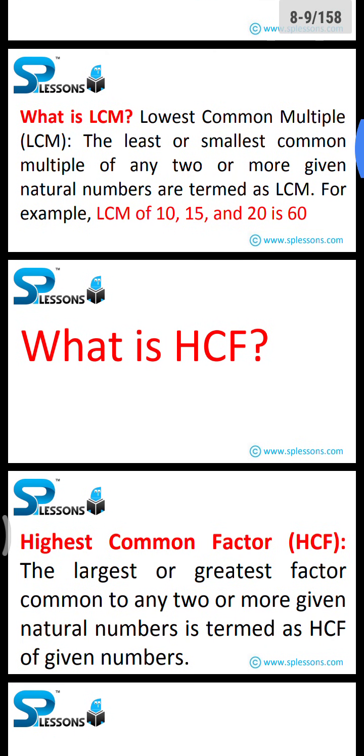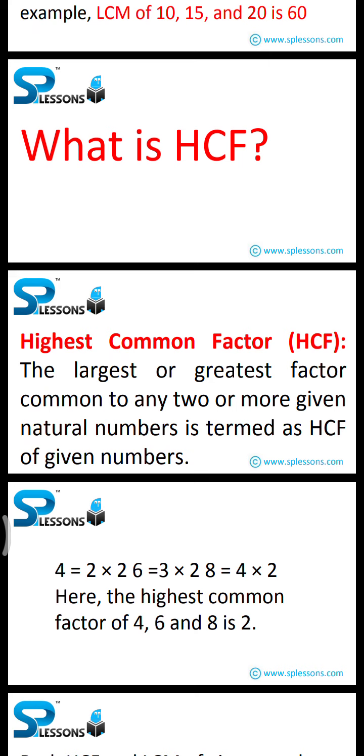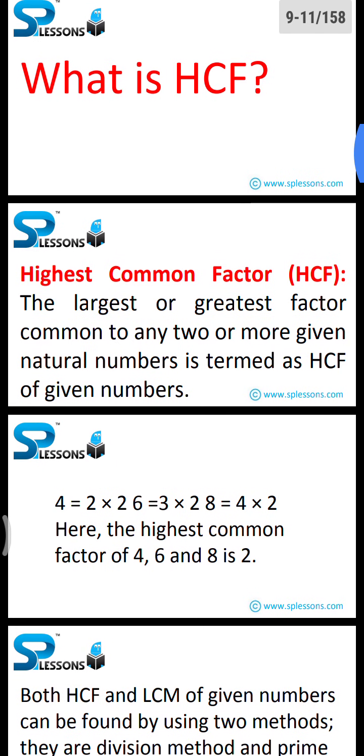What is HCF? Highest common factor, which is shortly known as HCF. The largest or greatest factor common to any two or more given natural numbers is termed as the HCF of the given numbers. For example, when we multiply 2 into 2, we get 4. When we multiply 3 into 2, we get 6. When we multiply 4 into 2, we get 8. So, in all these numbers, 2 is a common factor. So, the highest common factor of 4, 6 and 8 is 2.